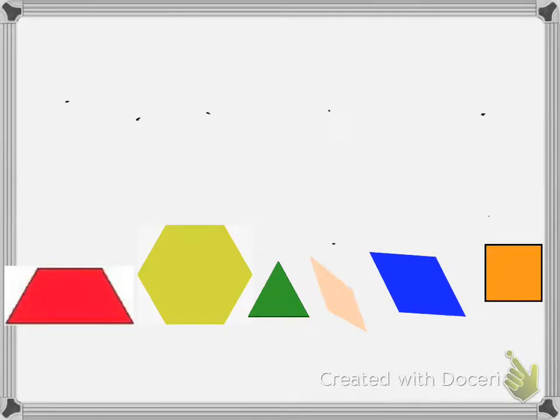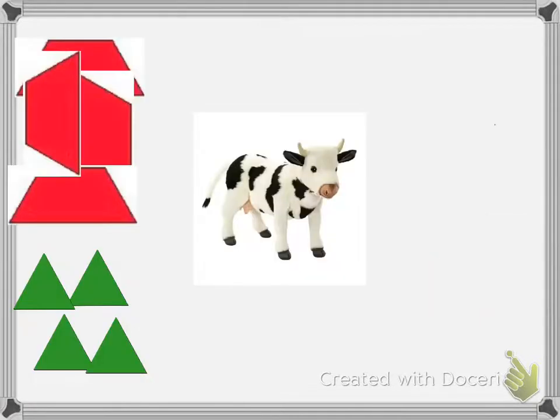So let's read this in order now. We have red, yellow, green, tan, blue, and orange. All right, for the second part of this lesson, we're going to create and read repeating patterns.